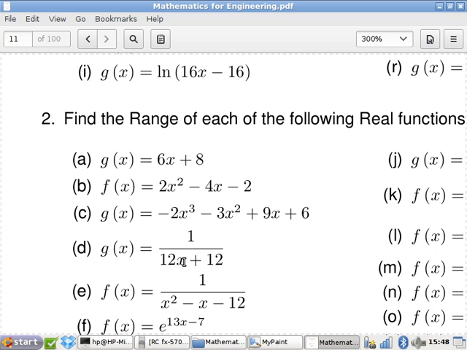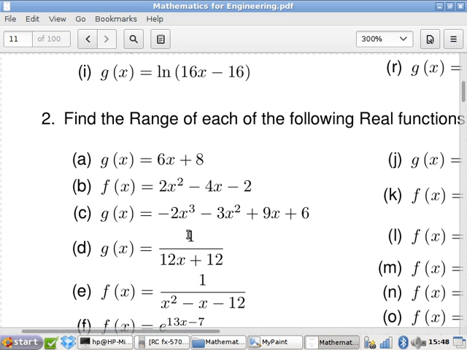Yeah, it's all real numbers except 0. Why? Because it's impossible to get 0 as an answer here. You can get anything you want as an answer except 0.